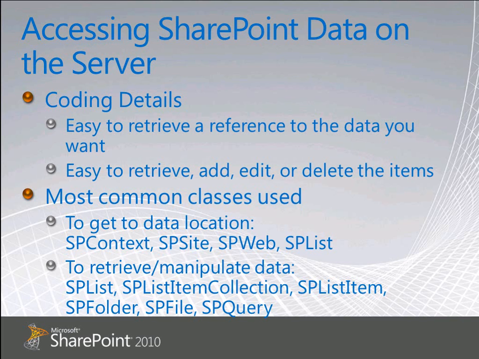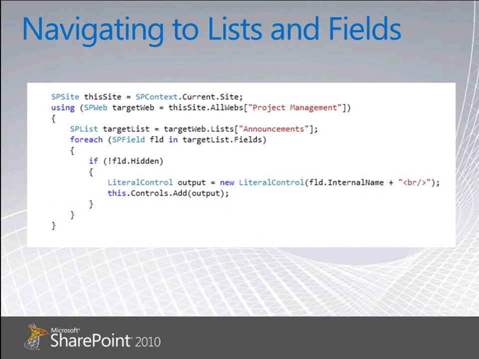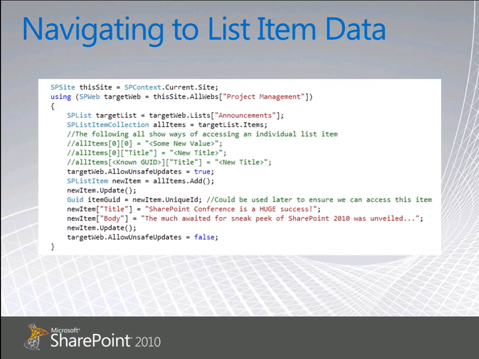So here's a quick code snippet for how to navigate to a list and its fields. We start off by using an SPSite object that we instantiate to the current site in the SPContext object. We use SPWeb and SPList objects to navigate to a specific list, and then we use SPField objects to get the field data. Once we've got to our list and its data, there are a number of ways of referencing a column or a field and its values.